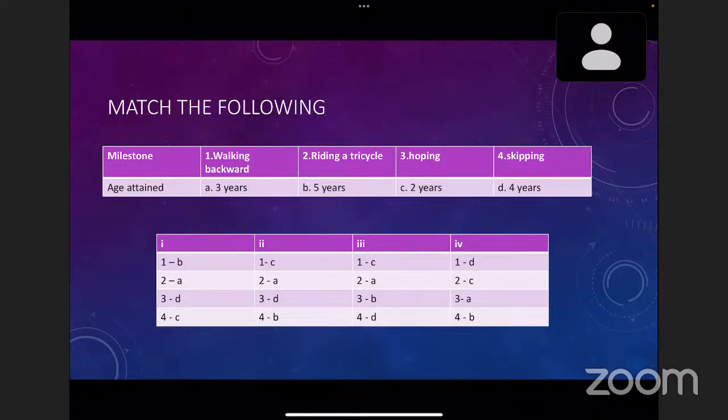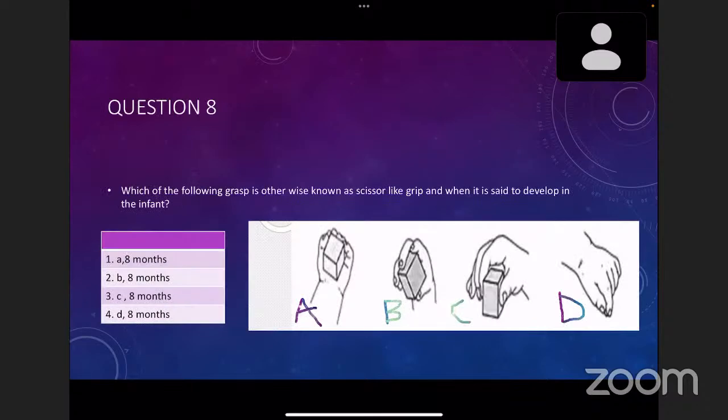So the option is A. First option is 1B, 2A, 3B, 3C. As I said, walking backward is the first to be attained, by 2 years. Then riding a tricycle at 3 years, hopping by 4 years, and skipping by 5 years. So the option for this is your 2. Now by this way we completed the gross motor milestones.